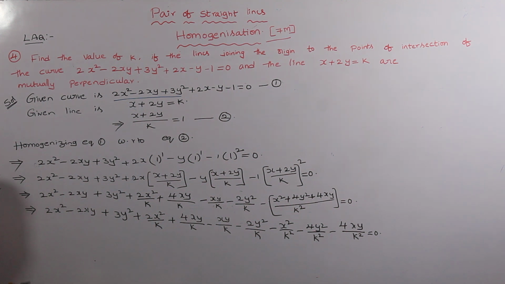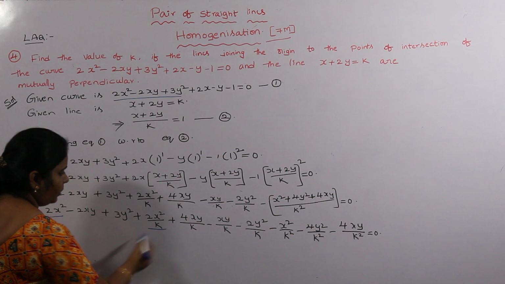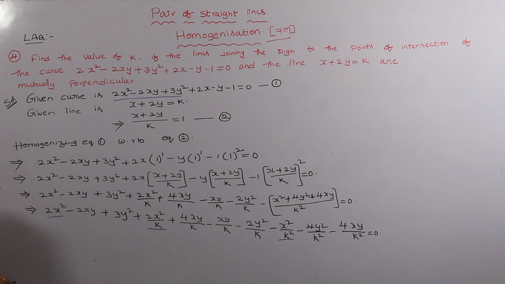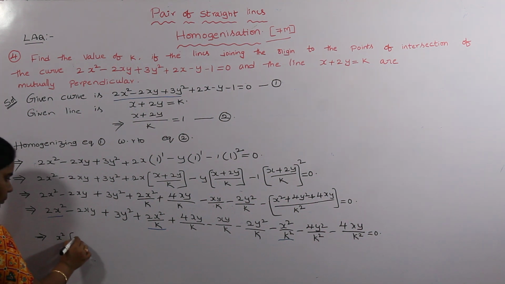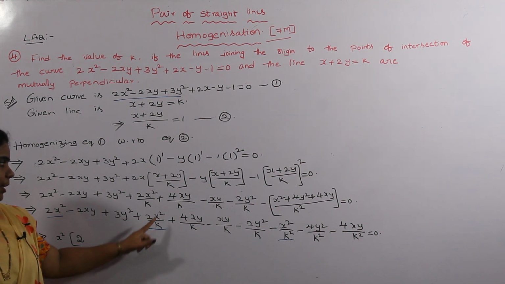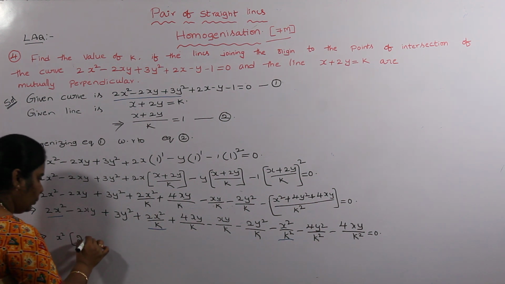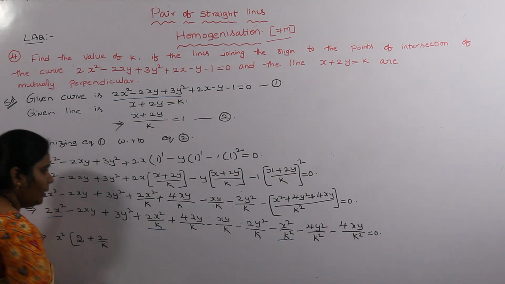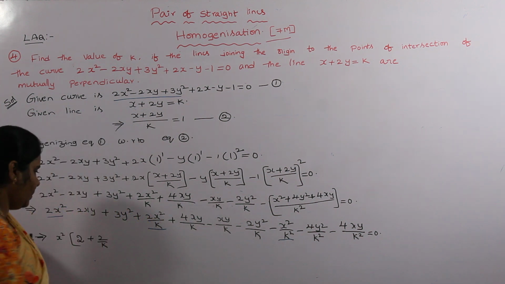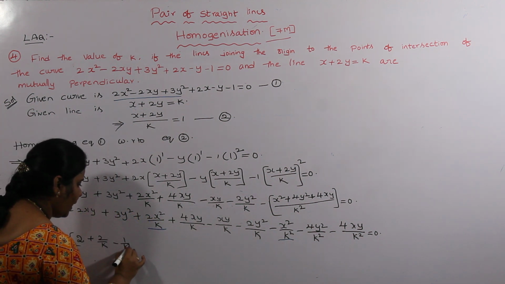First the x² terms. I am underlining the x² terms. This is x², here we have an x² term and one more x² here. From these take x² common. It becomes x² times, remaining is 2. Here also take x² common, remaining is the coefficient of x², that is 2/k. So 2 + 2/k. Here also take x² common, remaining is minus 1/k². This is the x² coefficient.